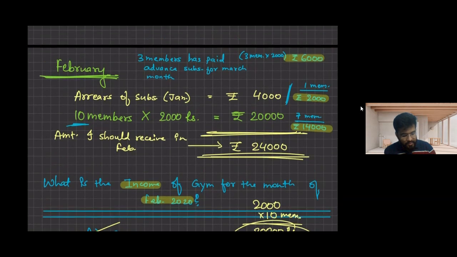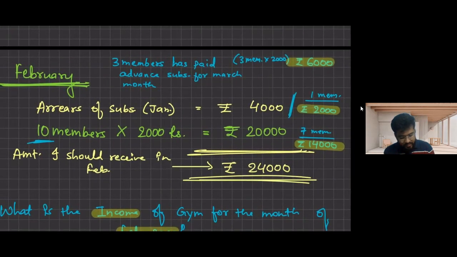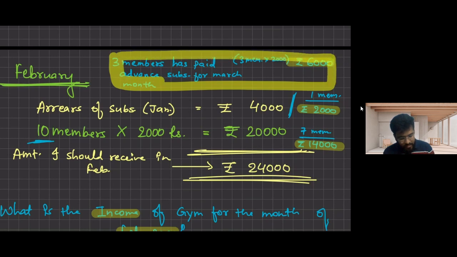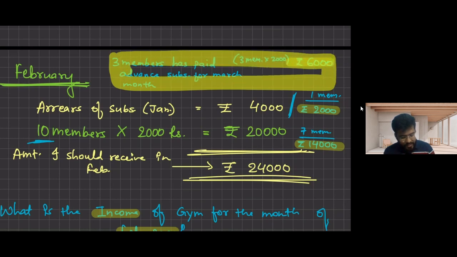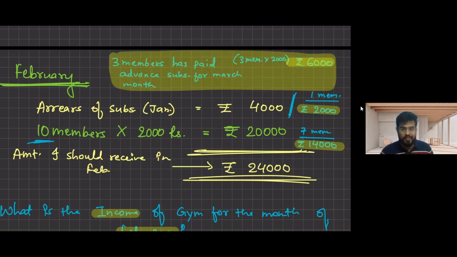Okay, let's look first at the advance which they have given. So three members have paid rupees 6,000. This is not the income of the current month, but it is the income of next month. So this is advance which is received. It is a liability for me because I have to give them the services in the next month. This is a liability for me.